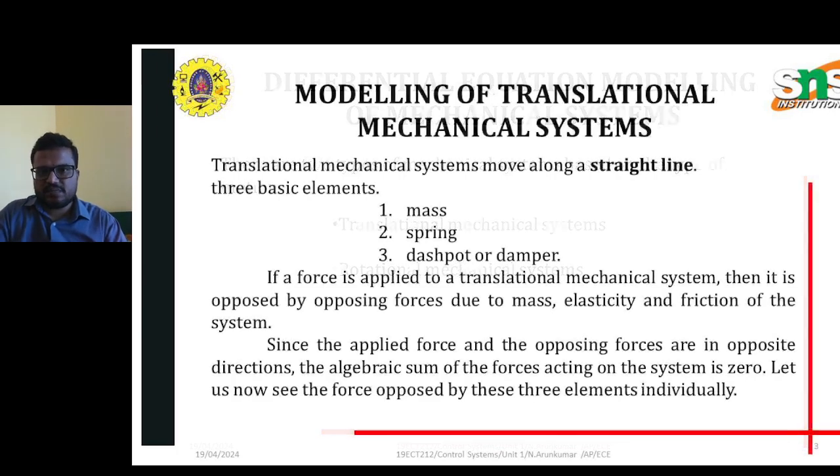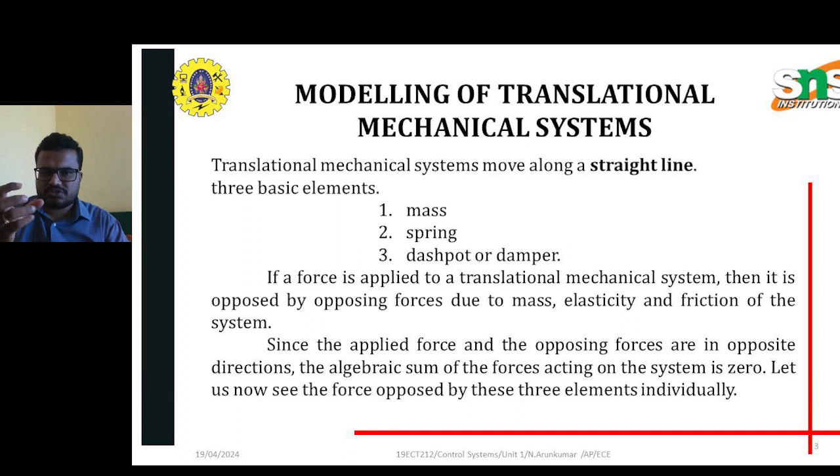The translational mechanical systems are based on mass, spring, dashpot or damper. Because the translational mechanical systems are based on movement along a straight line, they have the following basic components: mass, spring, and dashpot. If a force is applied to a translational mechanical system, then it is opposed by opposing forces due to mass, elasticity, and friction of the system.